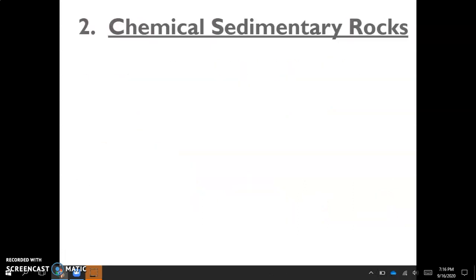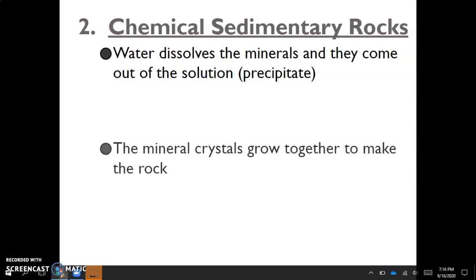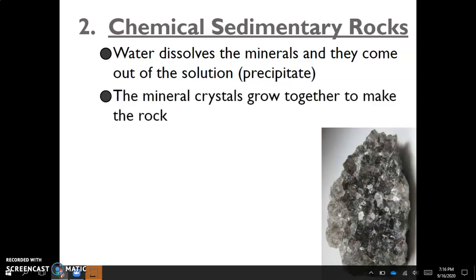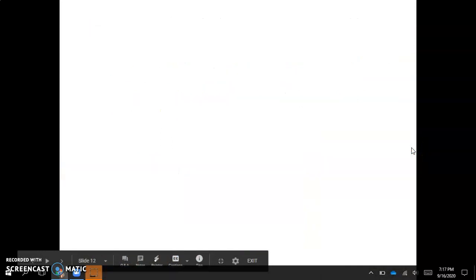The second one is chemical sedimentary rocks. This is when water dissolves the minerals and they come out of solution, so they precipitate. Chemical sedimentary rocks are going to look like crystals. The mineral crystals grow together to make the rock. An example of a chemical sedimentary rock would be salt. Salt is a chemical sedimentary rock. So we've got our chemical sedimentary rock that precipitates out and forms these crystal structures.